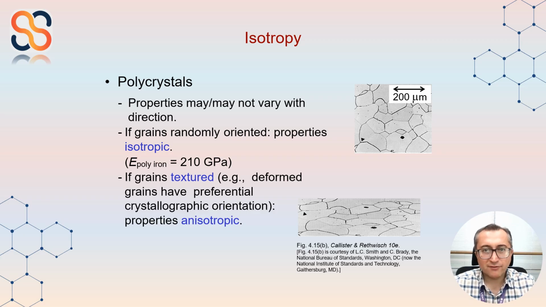If the grains have a preferred crystallographic orientation, for example, due to the formation processes, the properties can become anisotropic. It means different directions will yield different values for properties like strength, ductility, and modulus of elasticity. Understanding isotropy versus anisotropy is essential in material selection and design for engineering applications, specifically where mechanical performance and stability are critical.